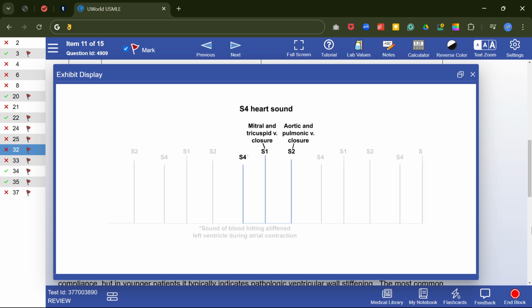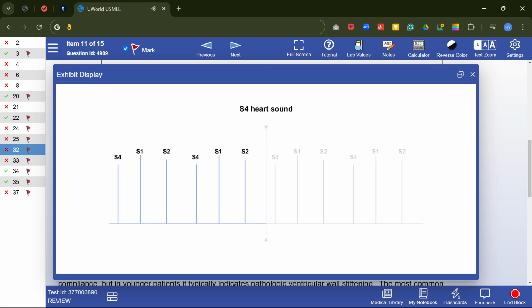S1 mitral and tricuspid valve closure. S2 aortic and pulmonary valve closure. Sound of blood hitting stiffened left ventricle.